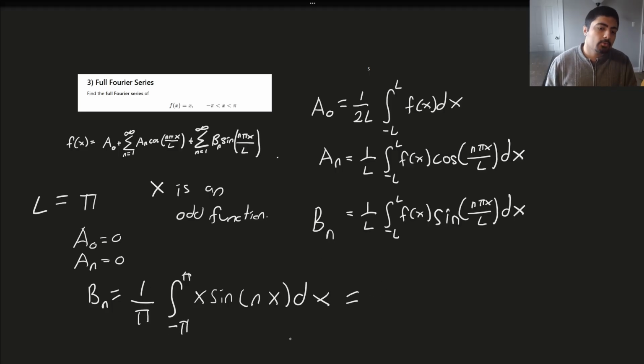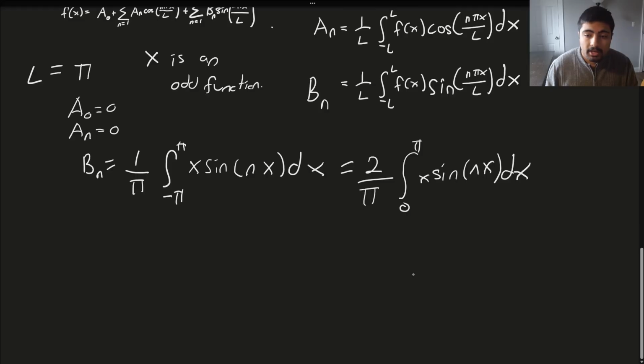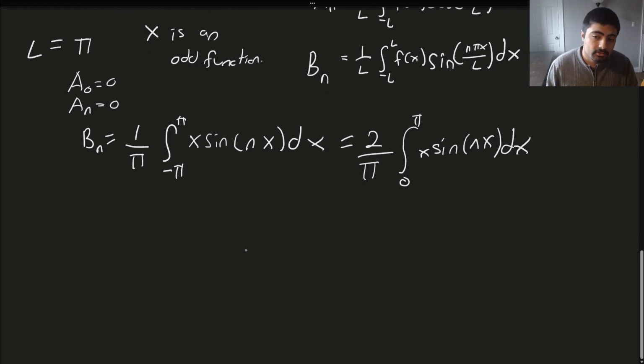However, look at this. This is an odd function times an odd function, so the integrand is odd, where our interval is symmetric, so we can just rewrite this as 2 over pi from 0 to pi of x sine nx dx. Alright? Now that we have this, we can solve this integral using integration by parts.